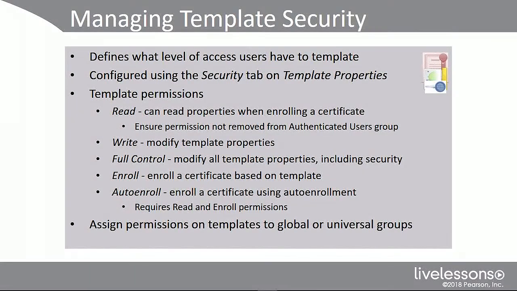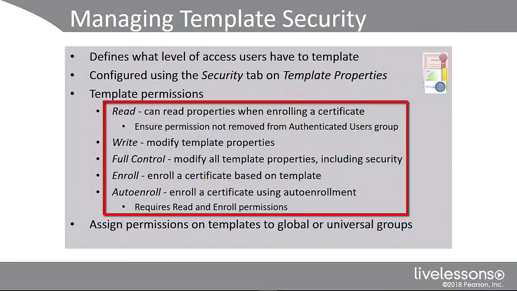And when we're looking at certificates, we have to be very concerned about security. The template security is configured using the Security tab on your individual template properties, and it determines what access your users have to the template. And there are 5 different types of template permissions. However, depending on the version of the template, you may not see all 5 of these, specifically the auto enroll. And the first one is read, which enables a user or computer to read the properties of the template when enrolling a certificate. And one heads up for you is be sure that the default read permission for the authenticated users group is never removed from a template.